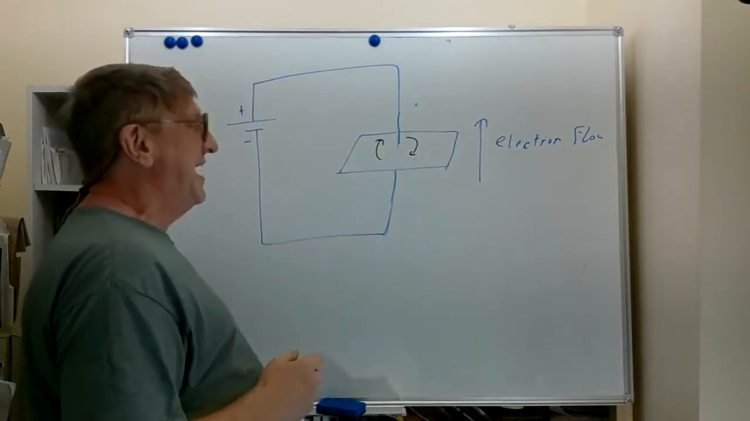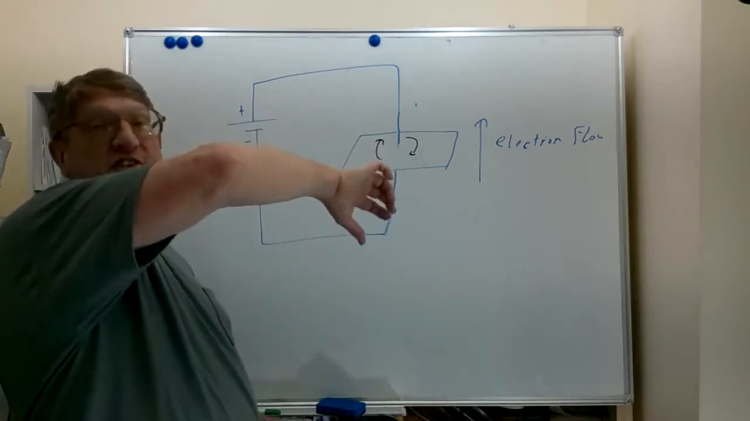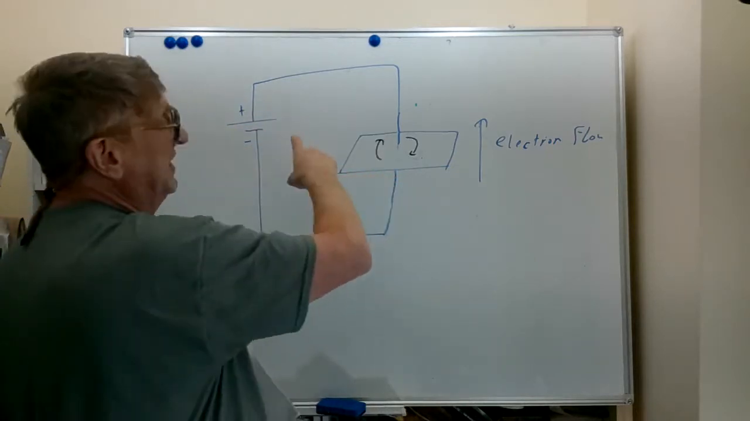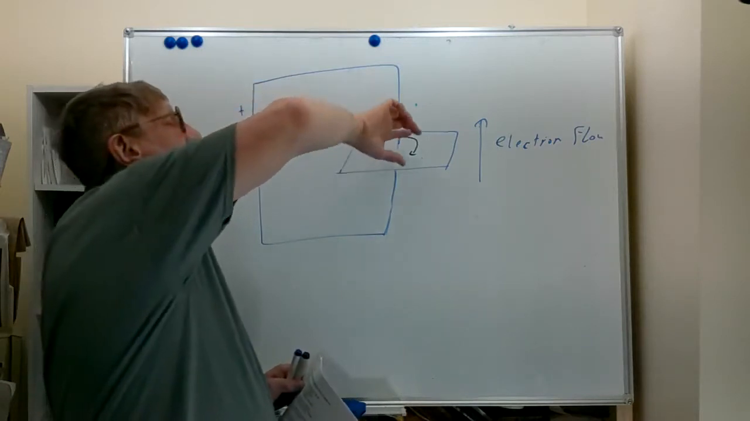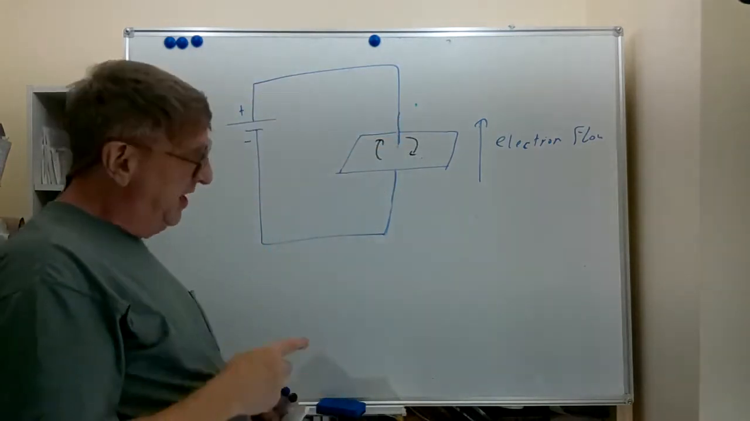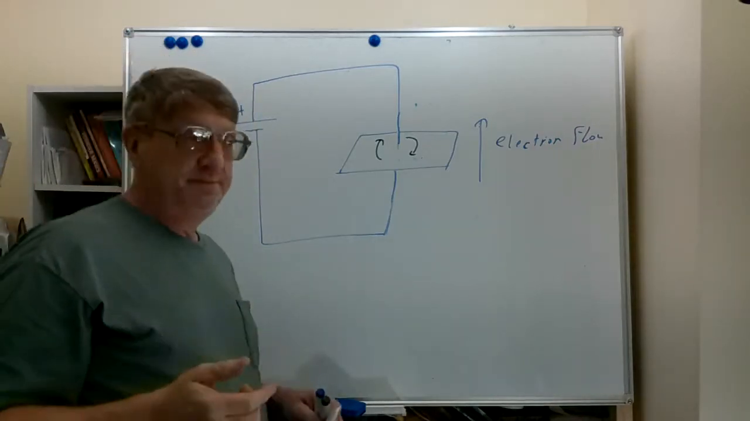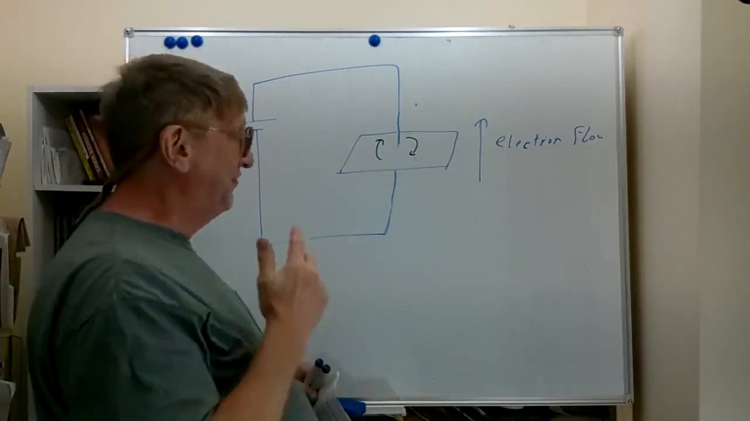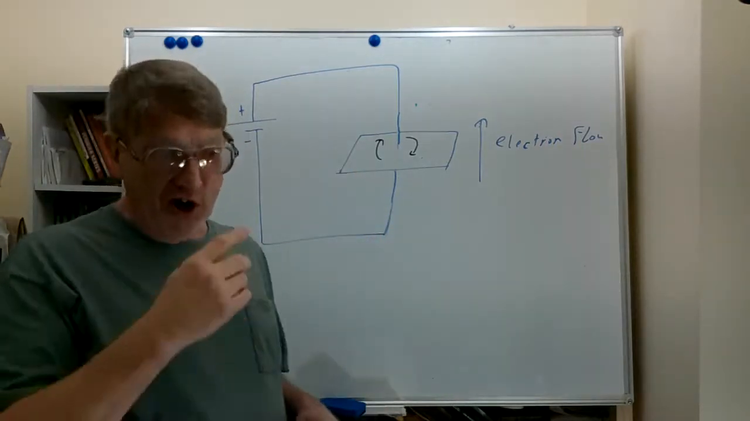Now, the right-hand rule means that if we put our thumb in the direction of conventional current flow, which is actually opposite of electron flow, our fingers will curl in the positive direction of that magnetic field that will form around that wire. And there's always a magnetic field around moving charges.